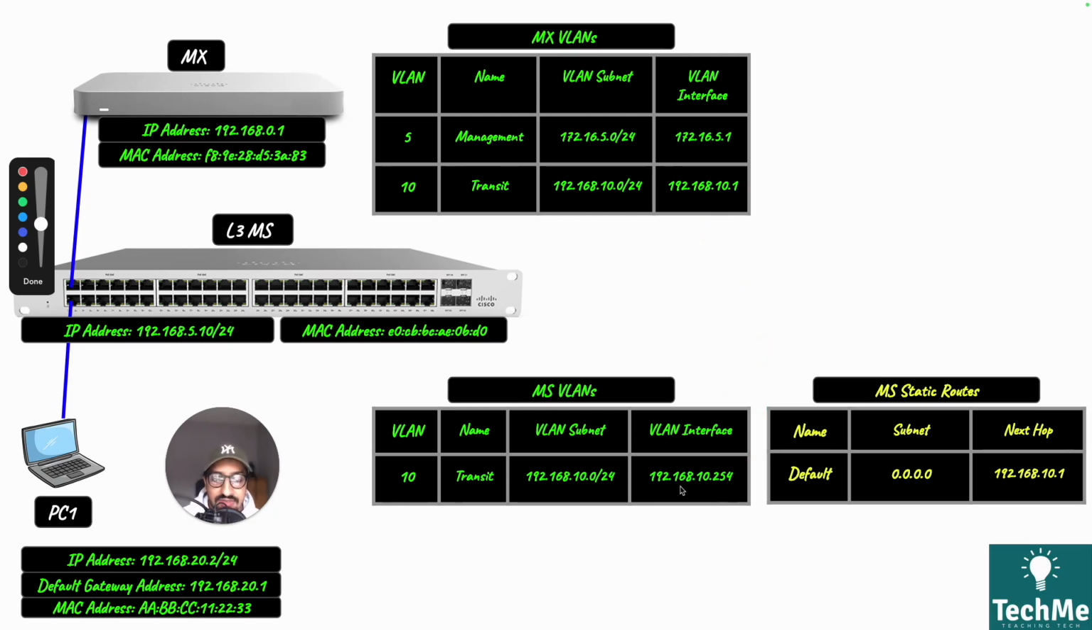You can have these in the same VLAN. So for example, I could have placed the SVI for the transit VLAN in this VLAN. So it could have been 192.168.5, let's say .11, for example. But for clear demonstration purposes, I set the transit VLAN to be totally separate from the management. So just remember that this interface of the layer 3 switch and the SVI used to route traffic from its VLAN to the MX needs to be different.